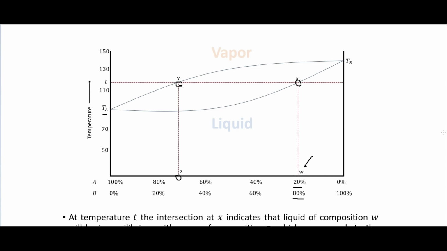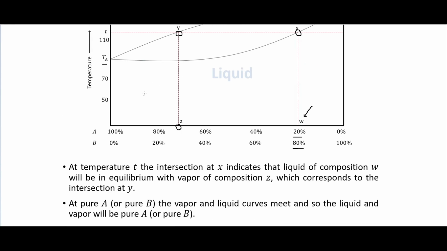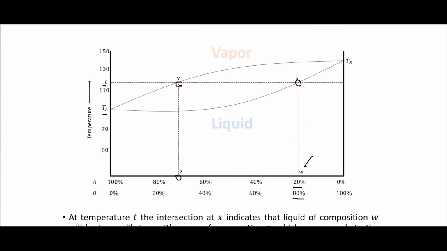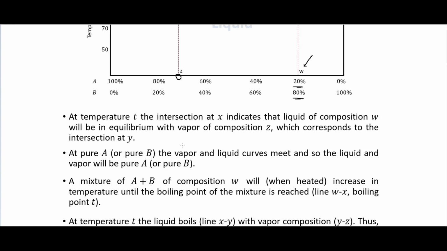And so we can boil off the stuff that has the lower boiling point. So we see here at temperature T, that's what we have at this horizontal red dotted line. The intersection at X indicates that liquid of composition W will be in equilibrium with vapor of composition Z, which corresponds to the intersection Y. So like I said, this is the composition of our liquid here, about 80% B and 20% A, but the composition of the vapor coming off of it is going to be right here at Y, somewhere around here. So at pure A or pure B, the vapor and liquid curves meet, and so the liquid and vapor will be pure A or pure B.